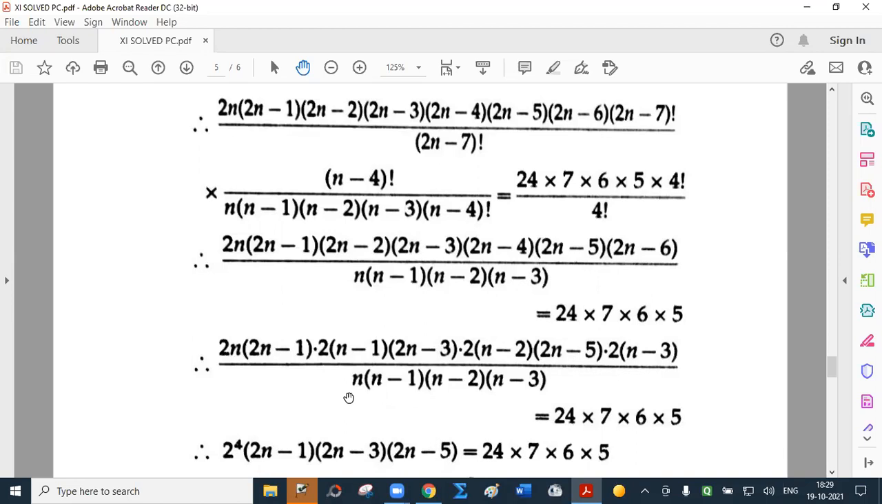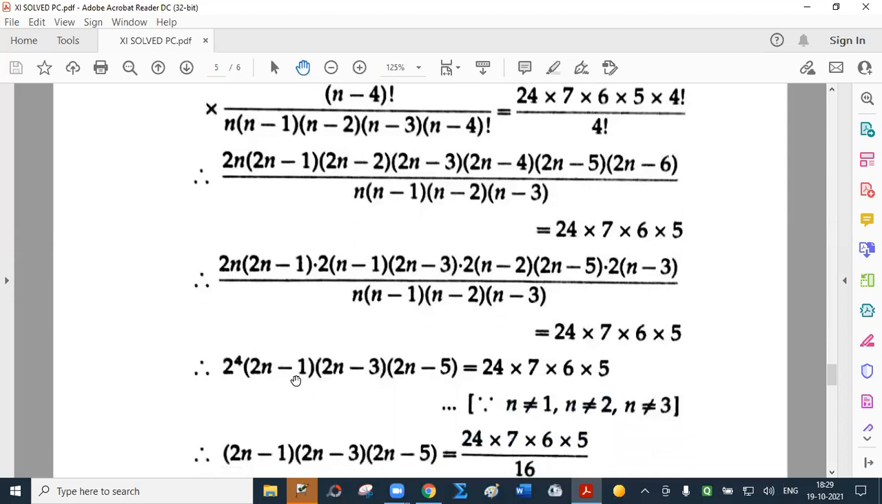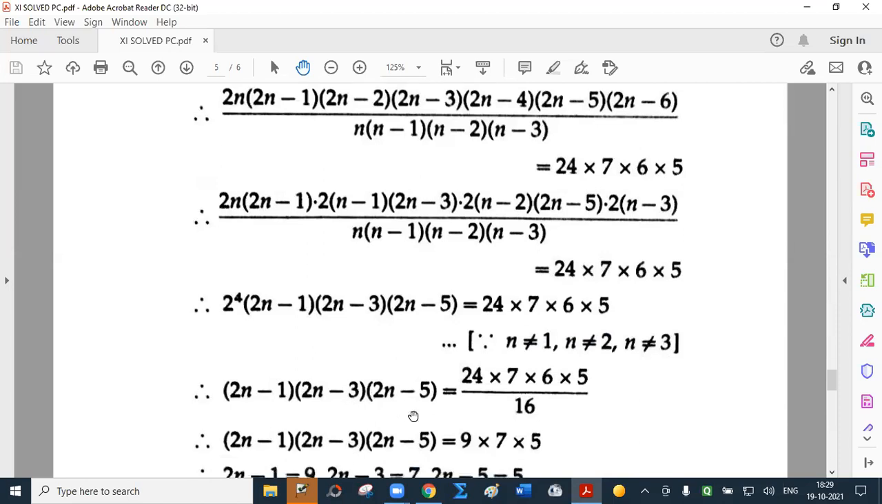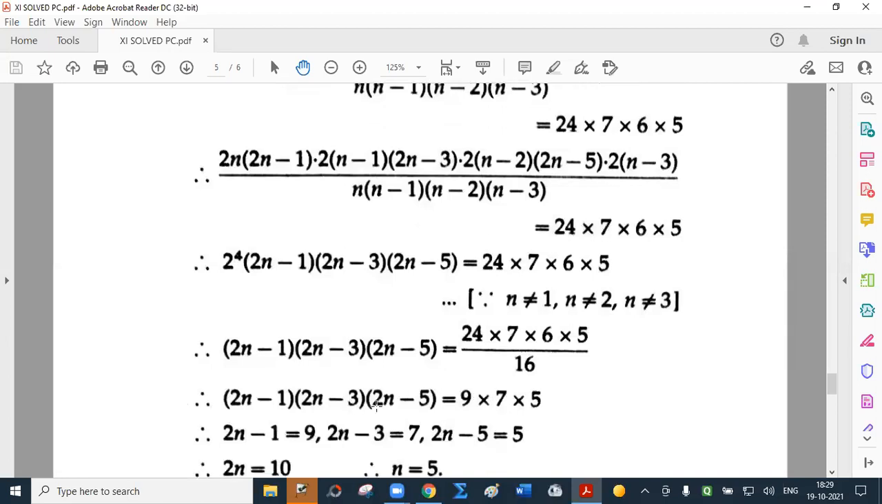Okay. Why? Because n gets cancelled. n minus 1, n minus 2 and n minus 3, these terms get cancelled. So you get this. That is 2n minus 1 into 2n minus 3 into 2n minus 5 equal to, see, 9 into 7 into 5. Note that left hand side is a product of 3 consecutive, in fact, I will not say consecutive because 9 is the greatest, but if you consider from right to left, then product of 3 consecutive odd numbers.